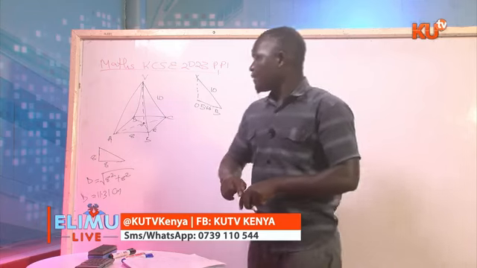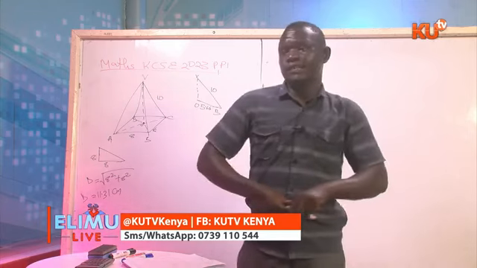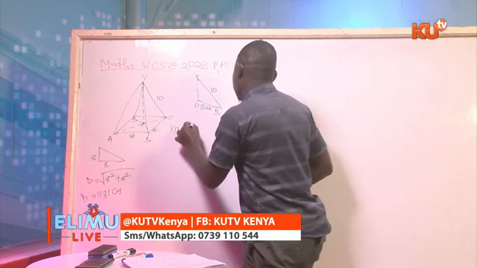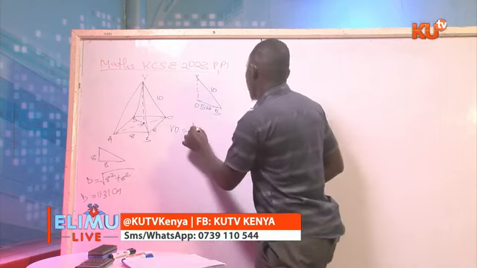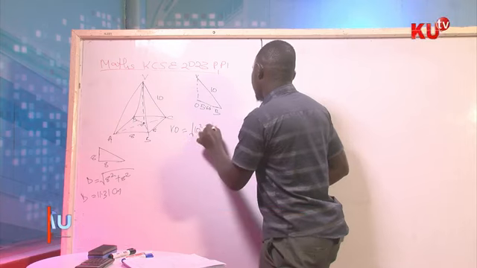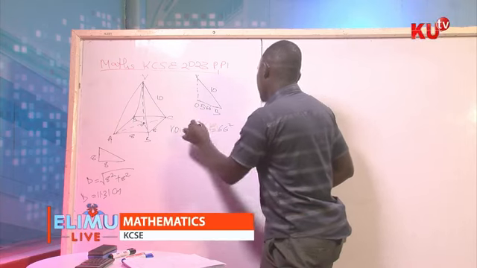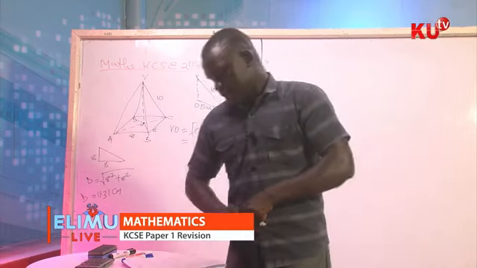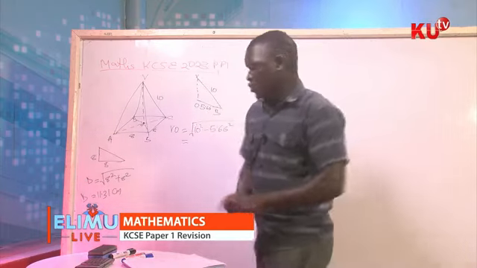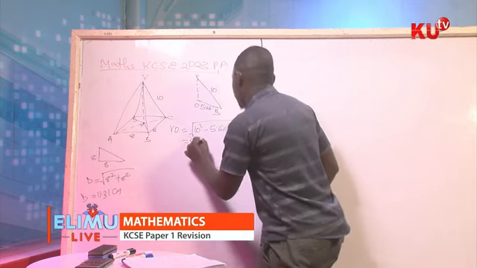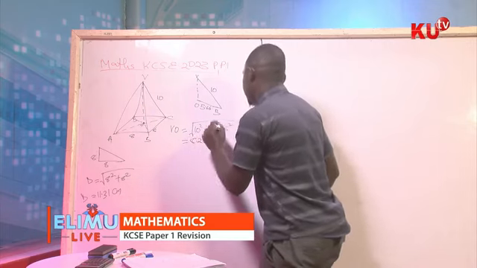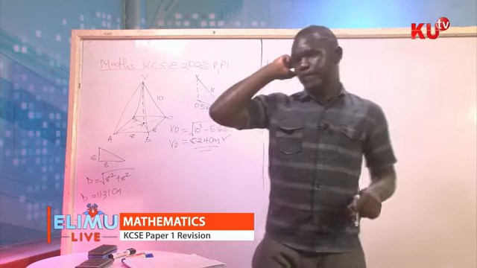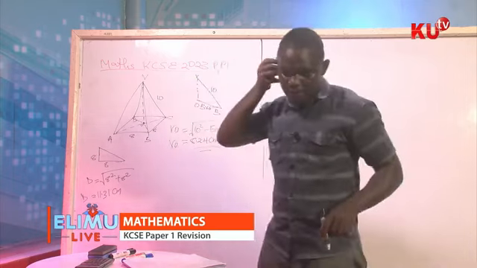5.66. Now, they want the vertical height of the pyramid, that is the distance VO. In order to get VO, this is the square root of 10 squared minus 5.66 squared. When you compute that in your calculator, you will be able to get 8.24 centimeters. So that is the vertical height of that square-based pyramid.